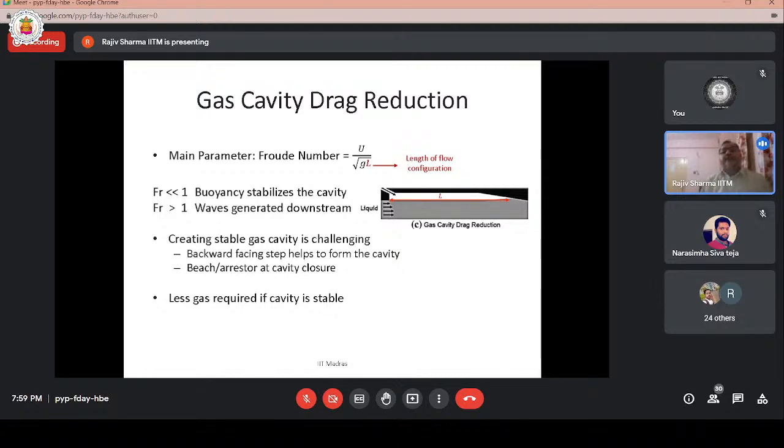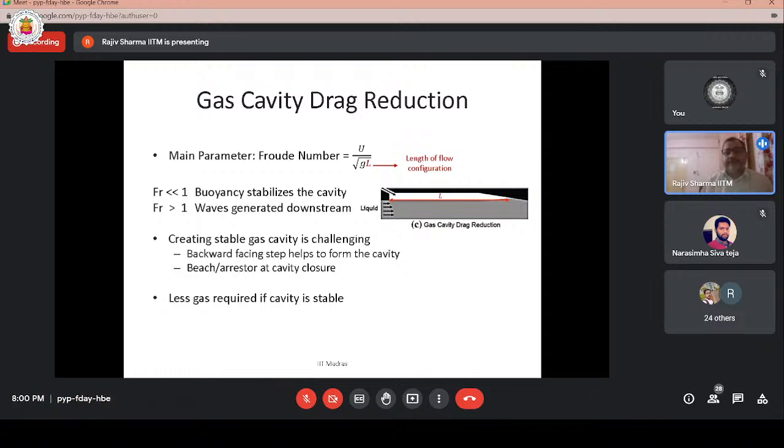Now, gas cavity drag reduction is a function of the Froude number, which is given by U divided by under root GL, and the length of the flow configuration. That means at what length you want the cavity to be done. When the Froude number is much less than 1, the buoyancy will be able to stabilize the cavity. When the Froude number is greater than 1, there are waves generated downstream. And in that case, it will become complicated for you to maintain the gas cavity.